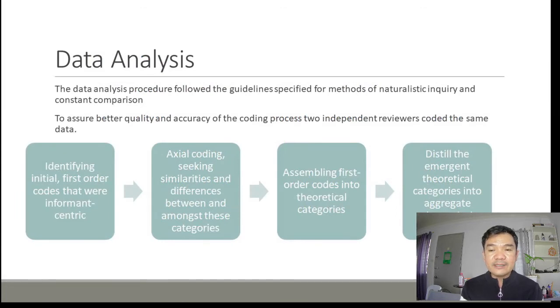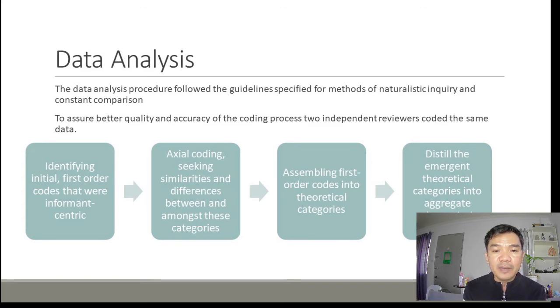The data analysis procedure followed a naturalistic and constant comparison approach, because this is common for the inductive method. The common practice is deductive, but deductive usually applies more to quantitative data, and here they are using qualitative data, so they are more of the inductive type.